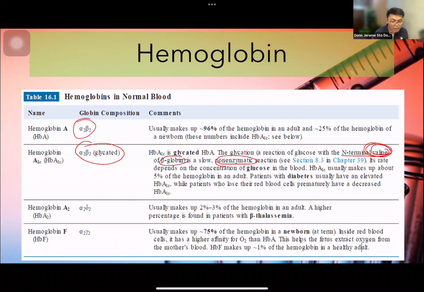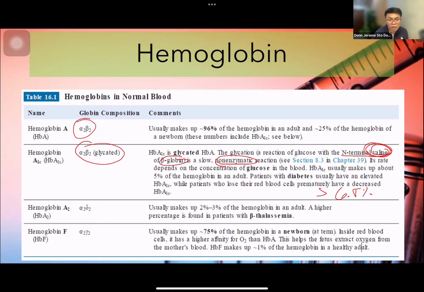So those two, all right? And this hemoglobin A1C can actually be measured and used as a diagnostic tool in patients with diabetes. A value of 6.5% would tell you that someone is diabetic.